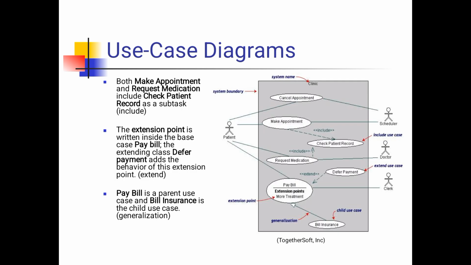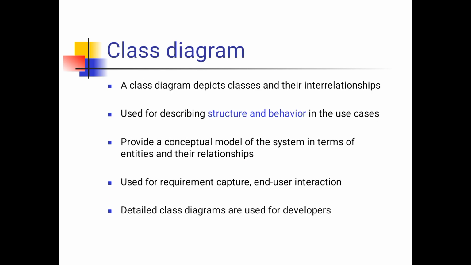In this use case diagram, both make appointment and request medication include check patient record as a subtask. Explanation. Class diagram. A class diagram depicts classes and their interrelationships, used for describing structure and behavior in use cases. It provides a conceptual model of the system in terms of entities and their relationships, used for requirement capture and end-user interactions. Detailed class diagrams are used for developers.